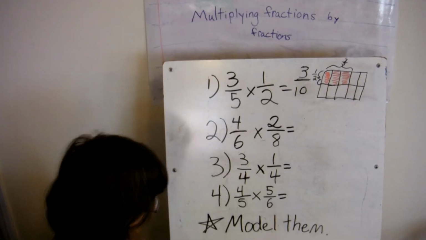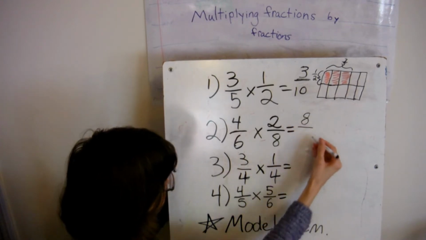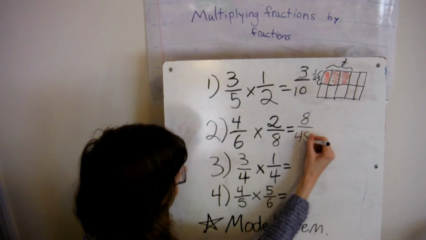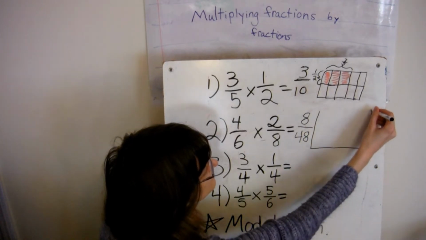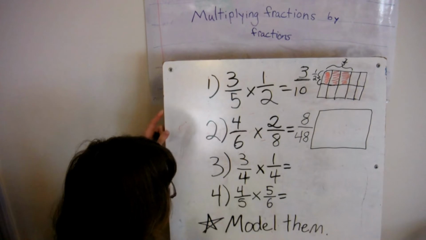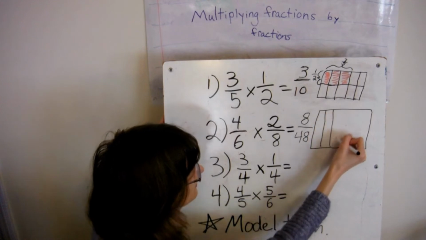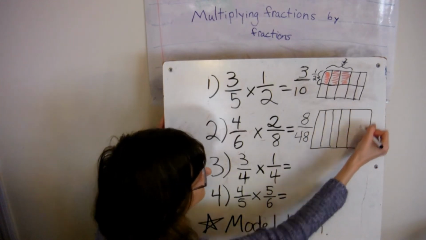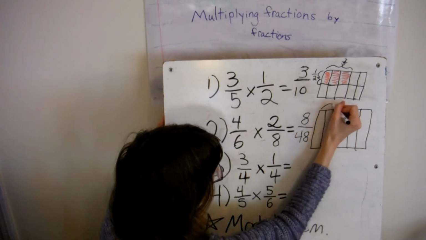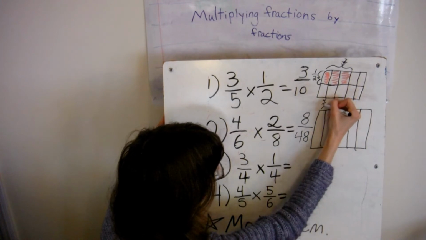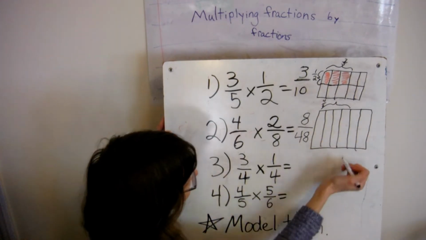Okay, so here we have 4 times 2 is 8. 6 times 8 is 48. Goodness, we're going to get a lot of squares this time. So I am splitting this in 6ths. And you're only going to have 4 of those, so 1, 2, 3, 4. So I'll label that 4/6. Okay? And then we're multiplying it by 2/8.